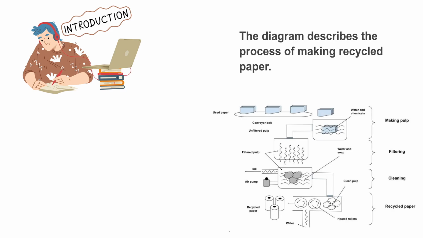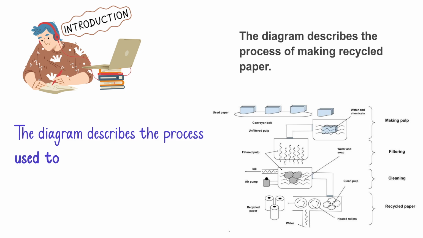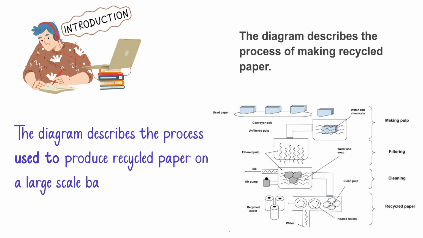So in the question, we have: the diagram describes the process of making recycled paper. So we can change it to this one: the diagram describes the process used to produce recycled paper on a large scale basis. This is what I myself add here in order to make it a little bit different from the question. So this is our introduction part. That's it. You do not have to write more.